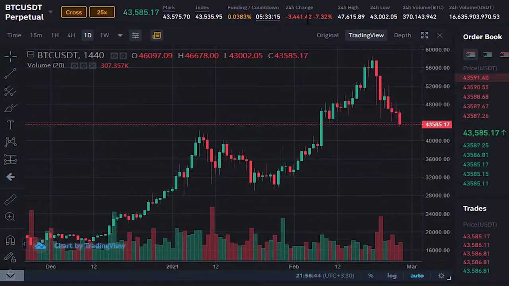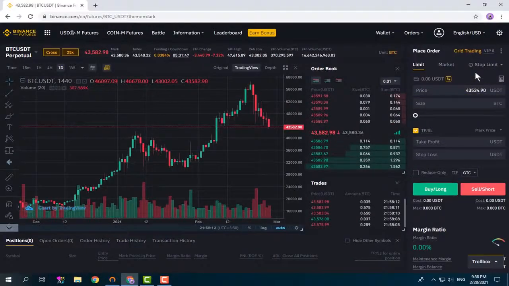Here we have the amount of change and percentage of change in the past 24 hours. Here it shows the highest price and lowest price that we've had in the past 24 hours. And here, this is the trading volume in the past 24 hours in terms of number of Bitcoins, which is something like 370,000. And here it shows trading volume in terms of Tether. It's actually dollar amount of trading volume in the past 24 hours, which is more than $16 billion, as you can see.